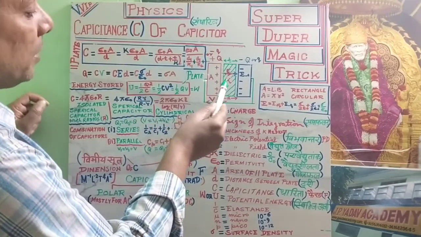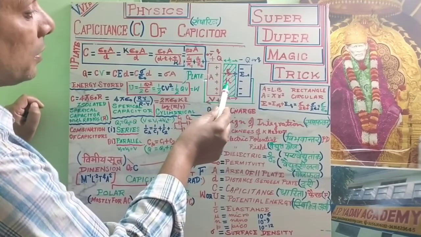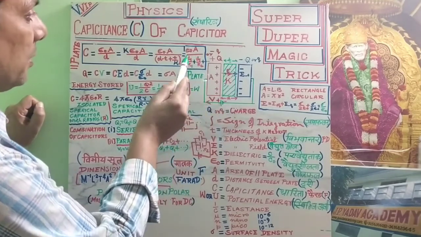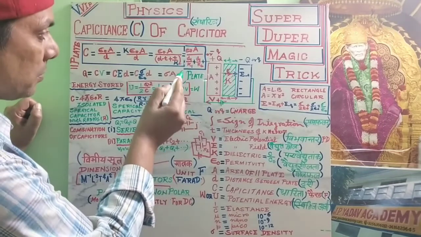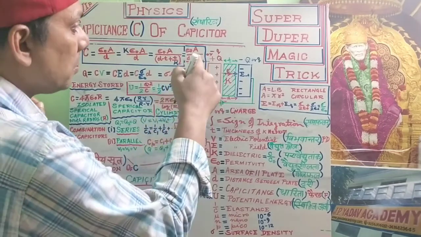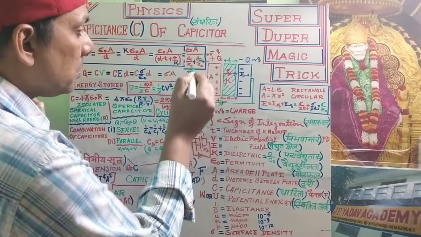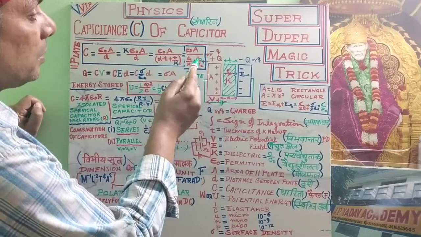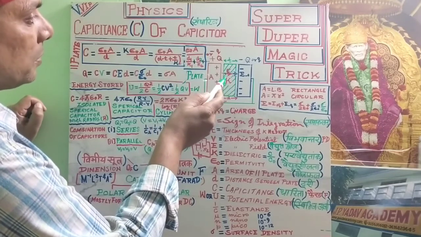And if more than one slab is introduced between the two parallel plates, then the capacity will be epsilon 0 A by D1 by K1 plus D2 by K2 plus dot dot dot. D1 is the first slab thickness, D2 is the second slab thickness.